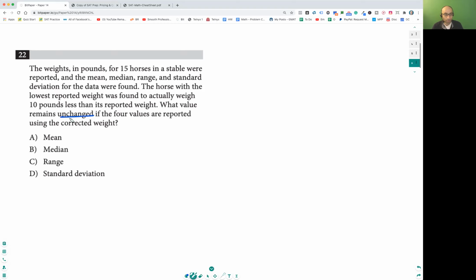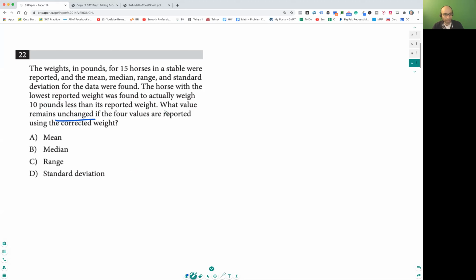Sorry, they're asking which one remains unchanged, guys. Be super careful. Which one remains unchanged? There's only one thing that's going to remain unchanged. Okay, there's 15 horses, and the horse with the lowest reported weight is found to weigh 10 less.